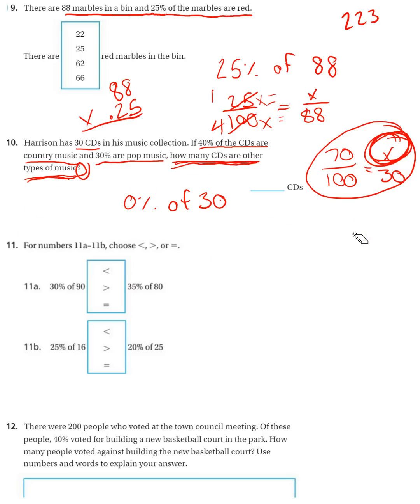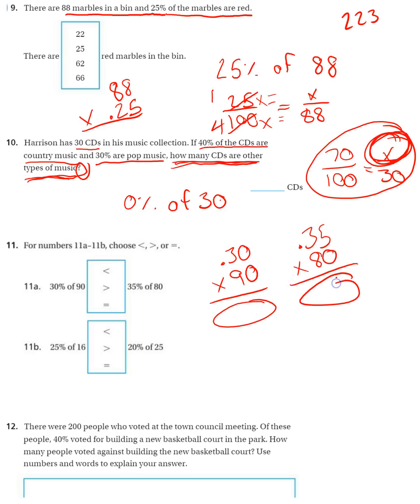Okay. All right, let's go to the bottom, number 11. 30% of 90 is less than, greater than, or equal to 35% of 80. Well, again, you set it up the same way you set up any of the other ones. So I'm going to do decimals in this example. 0.30 times 90. And then I'm going to do 0.35 times 80. I'm going to get these answers, and then I'm going to compare them. Which one are they greater than, less than, or equal to each other? Okay, same thing for 11b, same type of math.